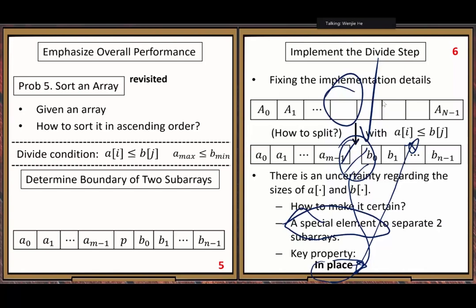Separator. Boundary. Separator. That's the role of the special element. Here we use notation P. This P, so we have a name for it, the pivot element. It's the pivot element.